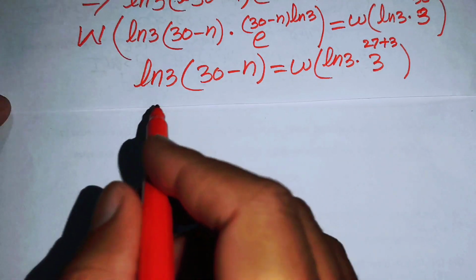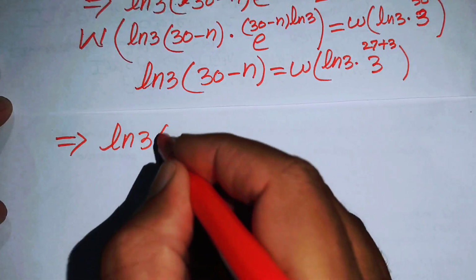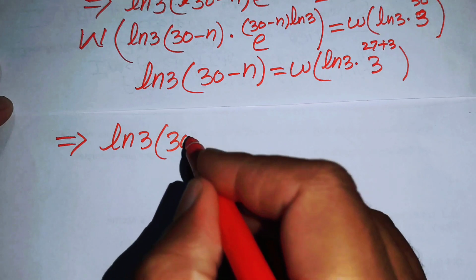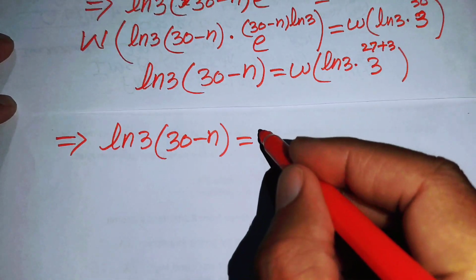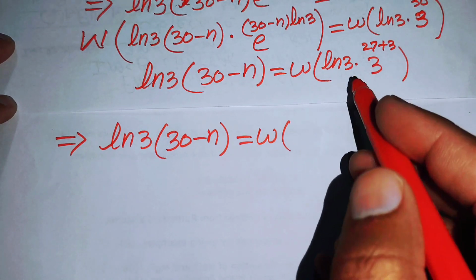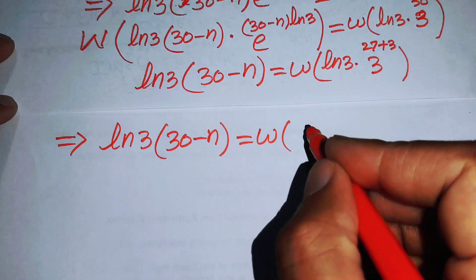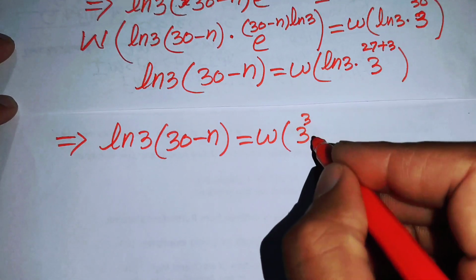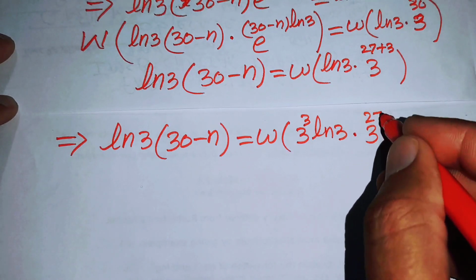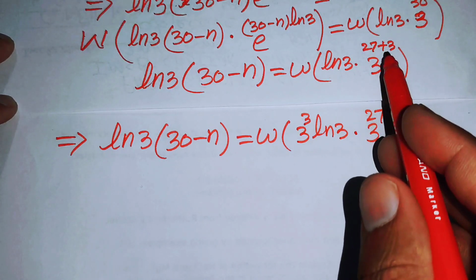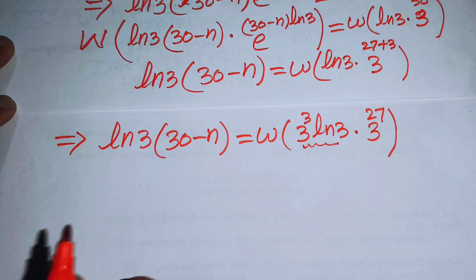And in the next step we will make a few simplifications here, and first we write log 3 times (30 minus n) is equal to W of log 3, and here I can first break this exponent and write it as 3 to the power of 3 times log 3 multiplied by 3 to the power of 27. Here I can break this one and write 3 to the power of 3 combined with log 3.